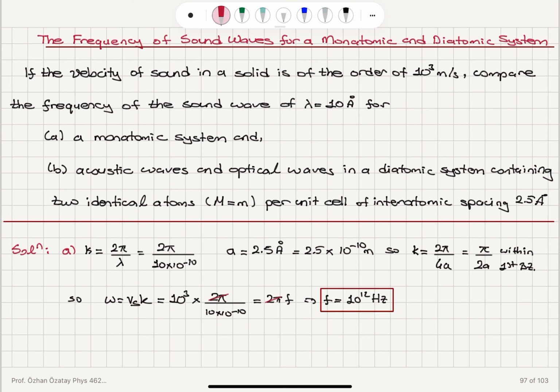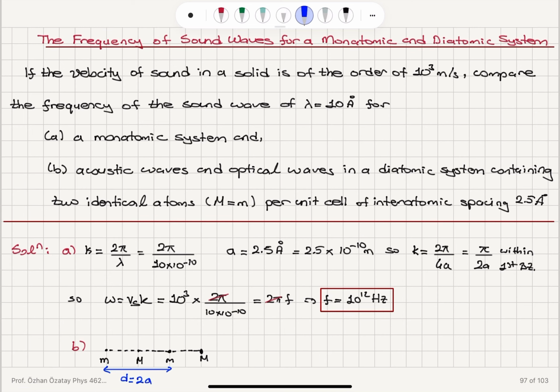Okay, now in part B, we're talking about the diatomic system. So we have two identical atoms with equal masses, m and capital M, as we can see here. The distance between two identical masses, d, is equal to 2a.